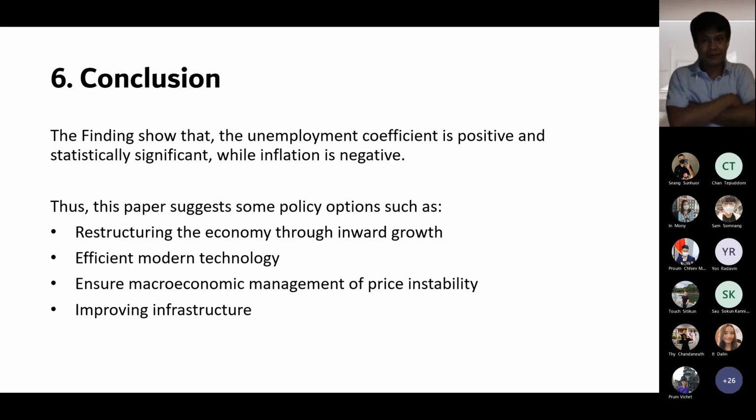The findings show that the unemployment coefficient is positive and statistically significant while inflation is negative. And this paper suggests some policy options such as restructuring the economy through inward growth, efficient modern technology, ensuring macroeconomic management of price instability, and improving infrastructure.